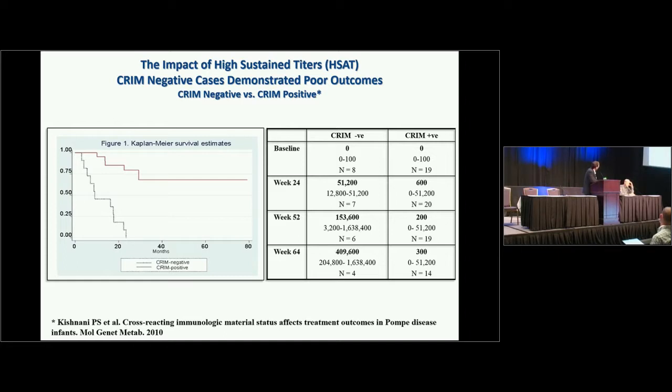The antibody formation is much higher for the CRIM-negative subjects, reaching a median of over 400,000 inverse titer by week 64, and in contrast for CRIM-positive subjects overall, a low titer of 300. On the other hand, there are a few patients in the CRIM-positive group that still form fairly high antibody titers that would be clinically relevant, of 51,200.